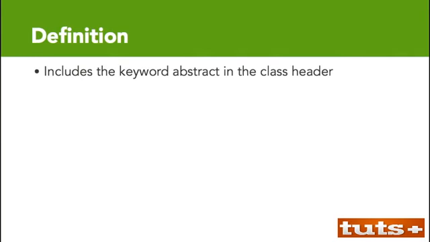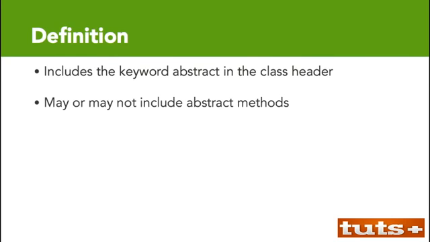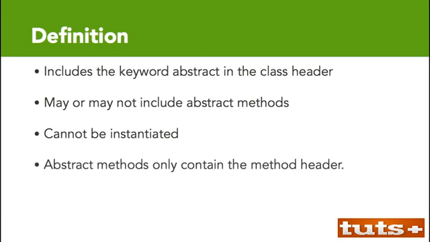When defining an abstract class, you must include the keyword abstract in the class header, such as public abstract class Shape. The class may or may not include abstract methods. It's important to understand you cannot instantiate an object that is of the type of the abstract class. Although abstract classes cannot be instantiated, they can have subclasses, and any abstract methods inside the abstract class are declared without an implementation, in only the method header.